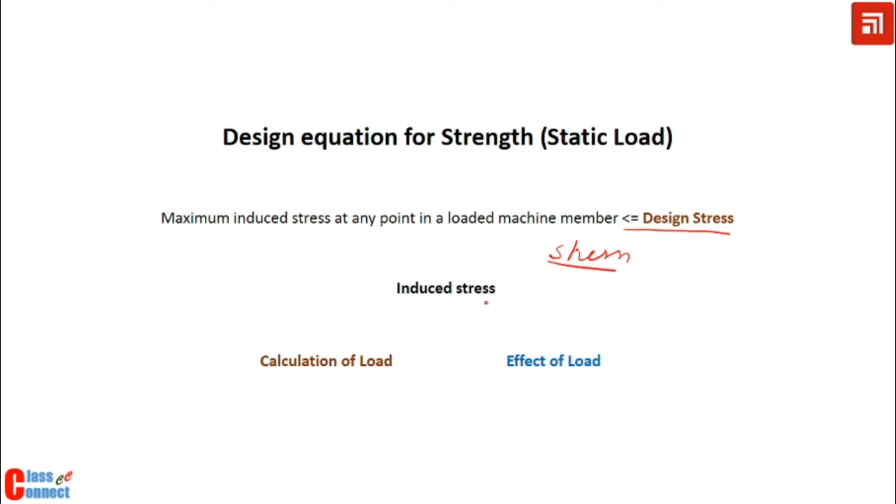Then in the first session of our second module, we were focusing on the left hand side of this equation, and in the left hand side we are interested in calculating how much is the induced stress. Induced stress can only be obtained if we know how much load is acting and what is the effect of that load. We have discussed how to calculate load from our force analysis using free body diagram, and now in this session we will be discussing how to identify the effect of that load.